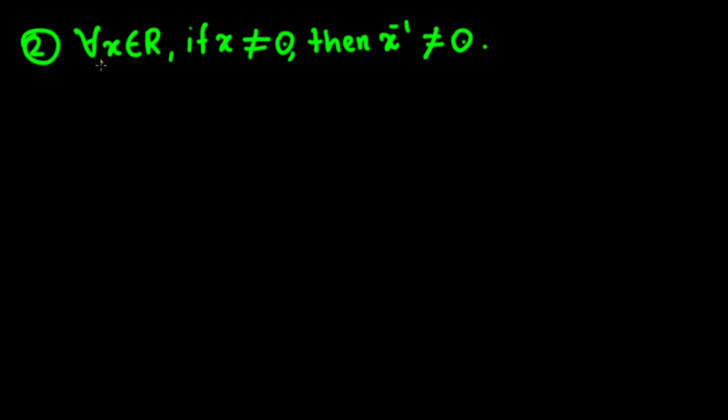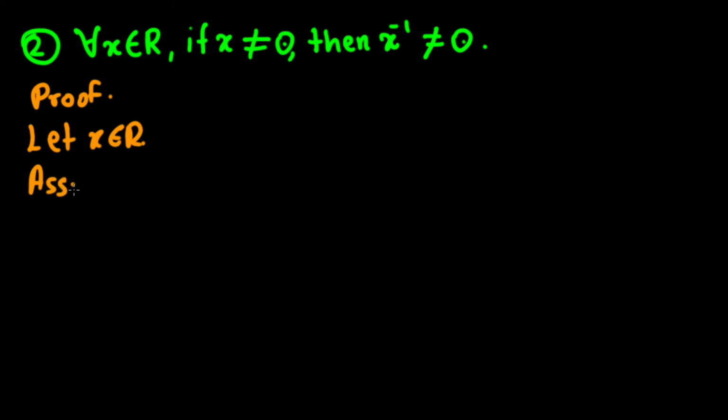The second one says, for all x belonging to the real numbers, if x is not equal to 0, then x to the power of minus 1 is not equal to 0. Okay, so let's go ahead and prove this one. Proof: let x belong to the real numbers.